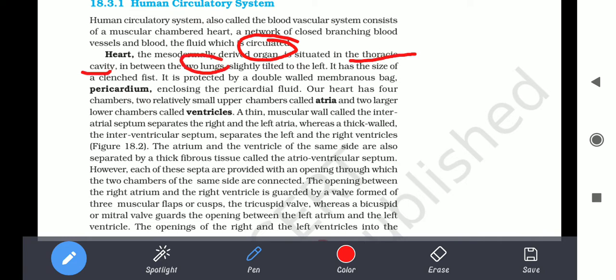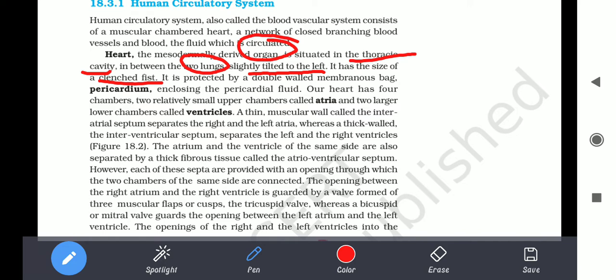thoracic cavity between our two lungs and slightly tilted towards the left. Okay, we think that our heart is on the left side. No, it is at the center of our body, but it is tilted towards our left side. That's why we think that it is on the left side, but actually it is not. It is at the center but slightly tilted to the left. Okay, and it is the size of a clenched fist, meaning एक मुट्ठी जितना size होता है.